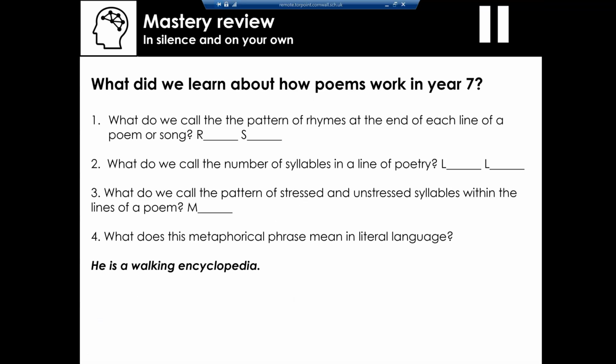Well, the first thing we're going to do is to look back. And we're going to be thinking about what did we learn about poems in Year 7 and how poems work. So this is one to get you retrieving information from your long-term memory. I've tried to give you some hints here to help you out, but have a go. Please don't worry if there's information that you've forgotten. We'll go through the answers in just a few minutes. So question 1, what do we call the pattern of rhymes at the end of each line in a poem or song?